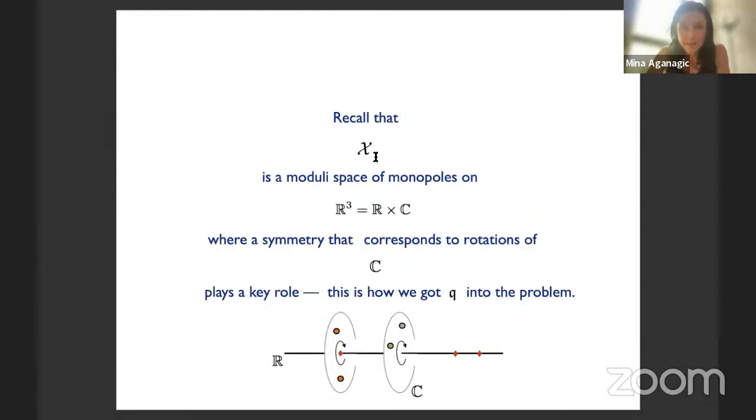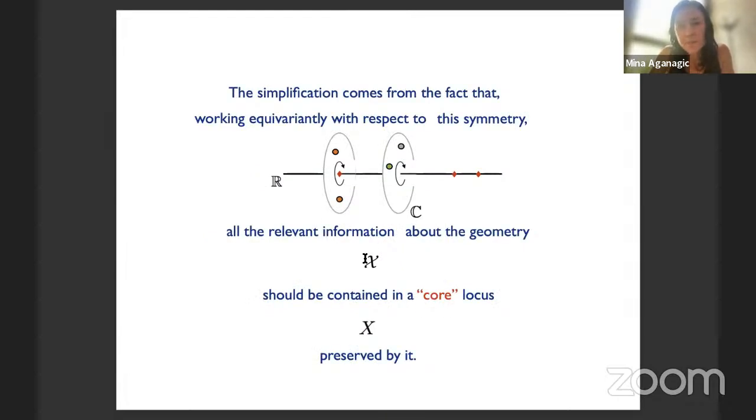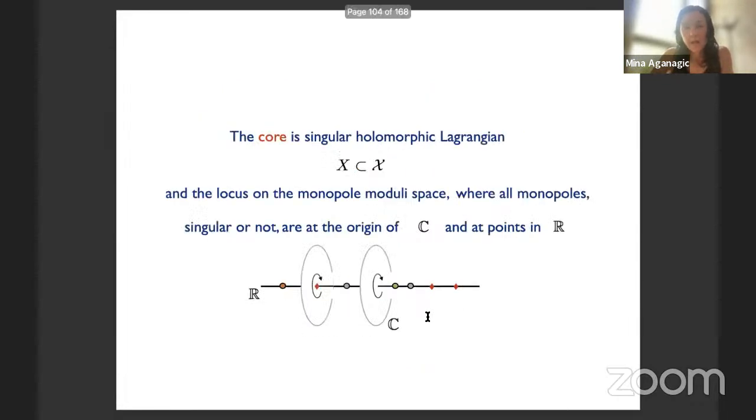Recall that X is the moduli space of monopoles on R3, where a symmetry that corresponds to the rotations of C plays a key role. That's how we got q into the problem. The simplification comes from the fact that working equivariantly with respect to the symmetry, all the relevant information about the geometry of X, the monopole moduli space, should be contained in a core locus that's preserved by such action. The core is a singular holomorphic Lagrangian, and the locus in the monopole moduli space where all monopoles, whether singular or not, are at the origin of C and at points in R.